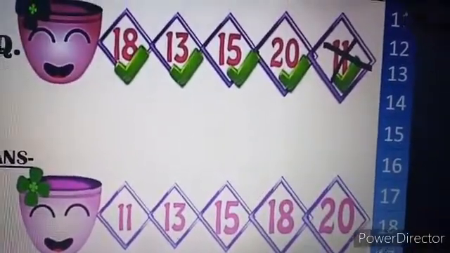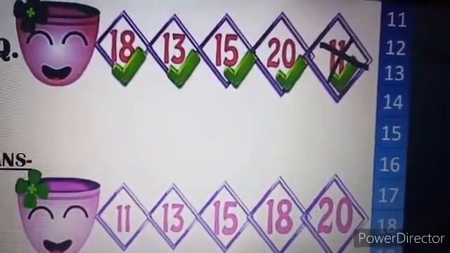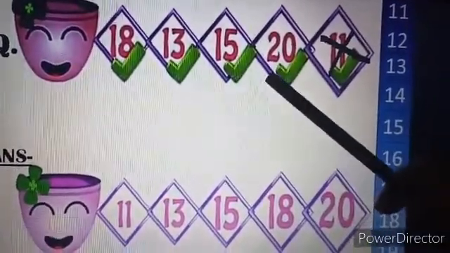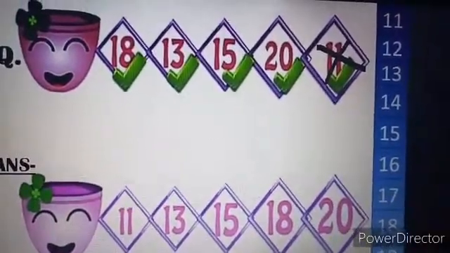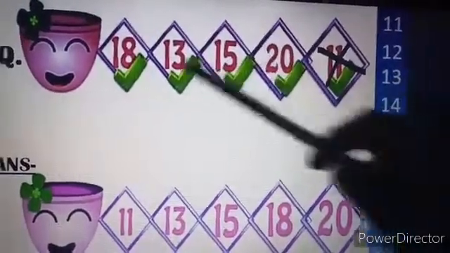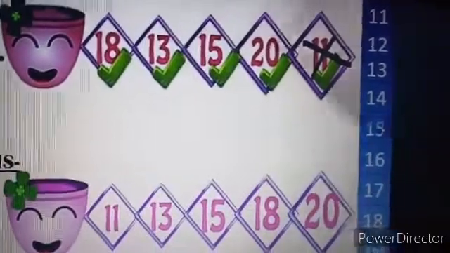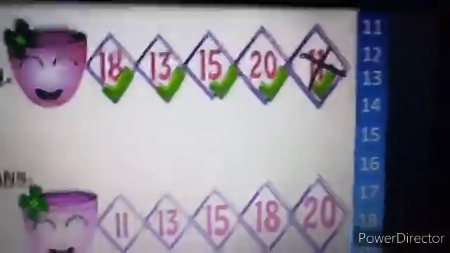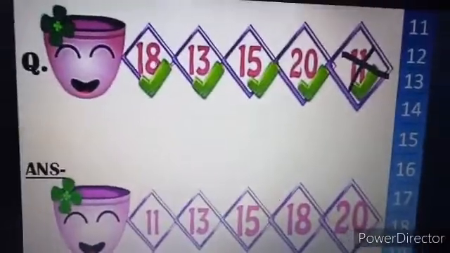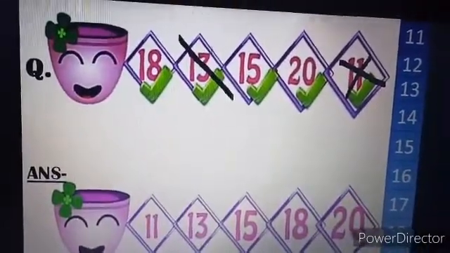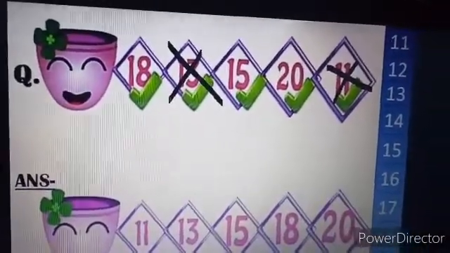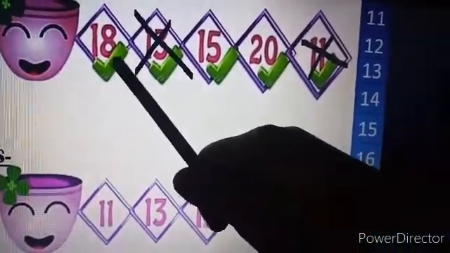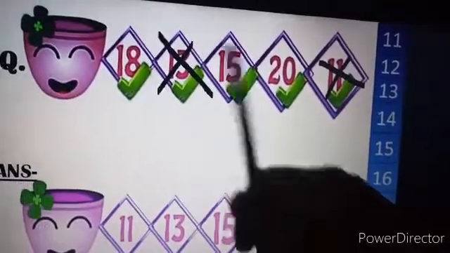In the number line after 11, 12 is there. Is 12 there in this question? No. Then after that 13 is there. Is 13 there in this question? Yes. So after 11 you will write 13 in the second box. After writing 13, cancel that number. Okay, now let's find out the next smallest number among these numbers.